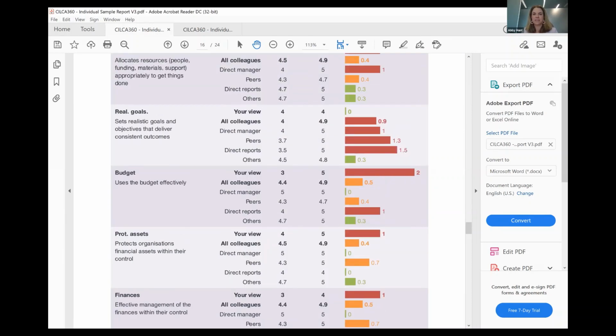So you can see here's an example of this one, setting realistic goals, where this person says that they're a 4 and would like to remain at a 4, that they think they're doing a pretty good job. And then we can see the direct manager, there's a 4 and a 5. And then we get down to the direct reports, there's a 3.5 to 5. So we can see that that's a really important area for us to focus on.